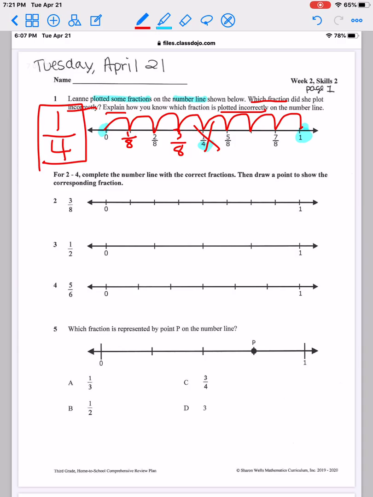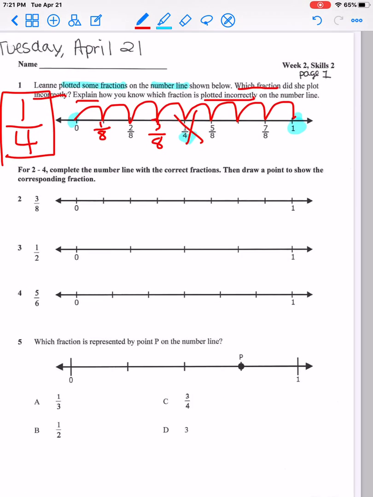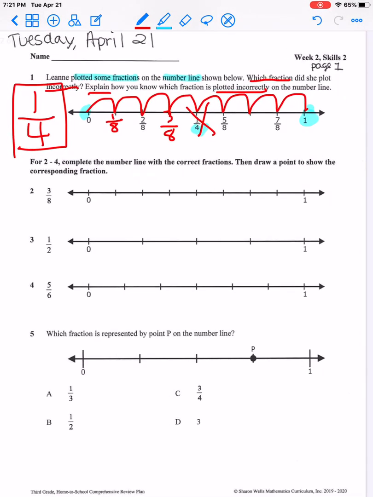Let's look at number 2. And then you will go ahead and try to solve the rest by yourself. And if you need help, you can always contact me. For 2 through 4, complete the number line with the correct fractions. Then draw a point to show the corresponding fractions. Let me analyze my information. What are they telling me? That I have to complete the number line with correct fractions, then draw a point to show the corresponding fractions.